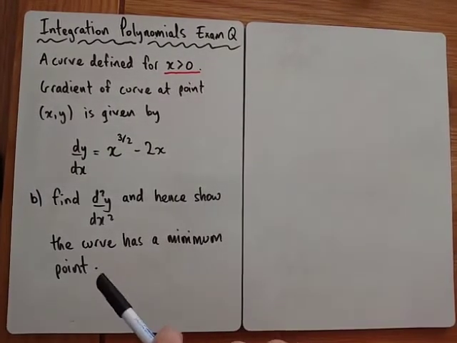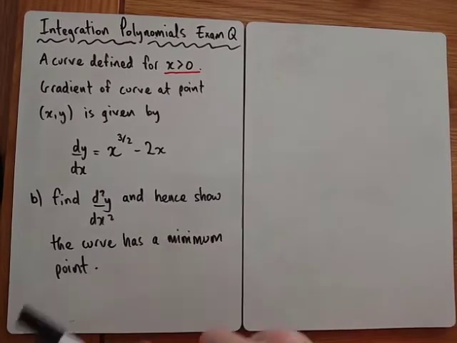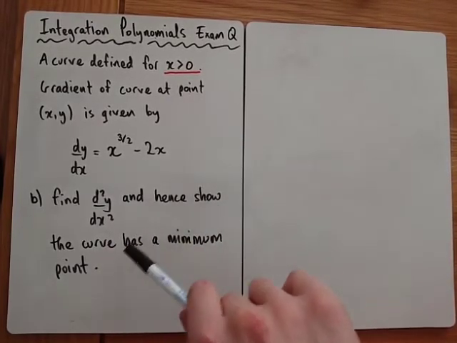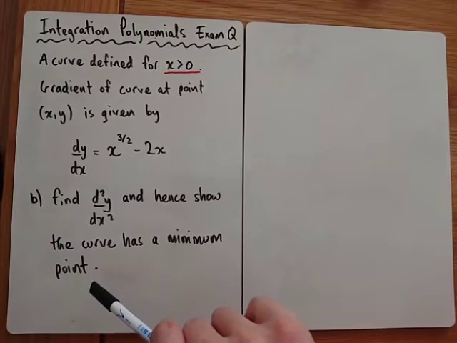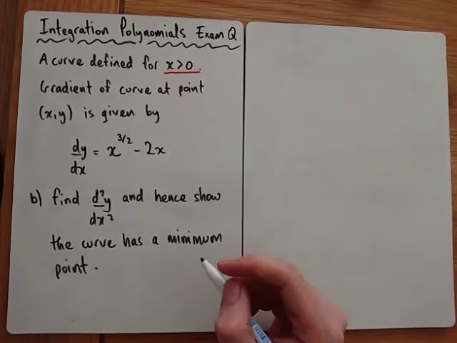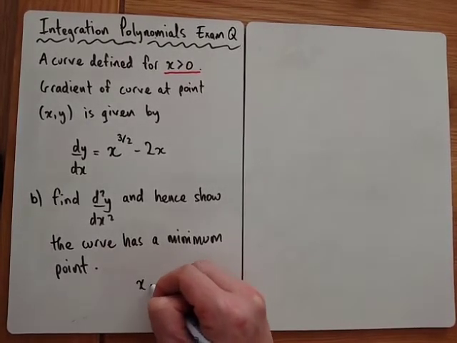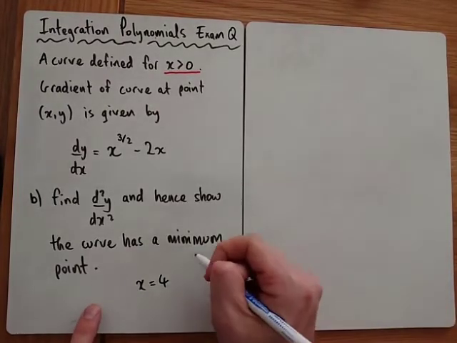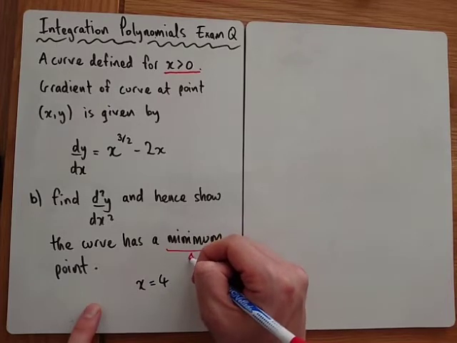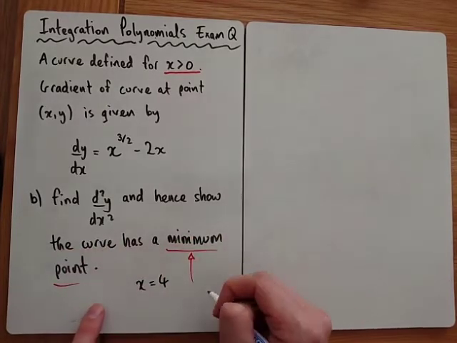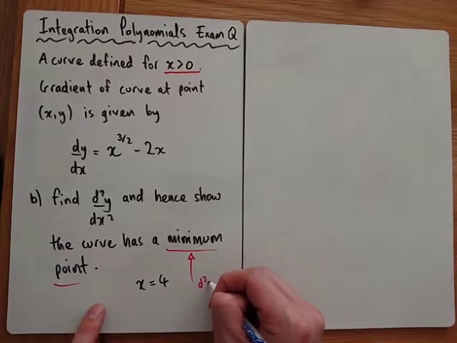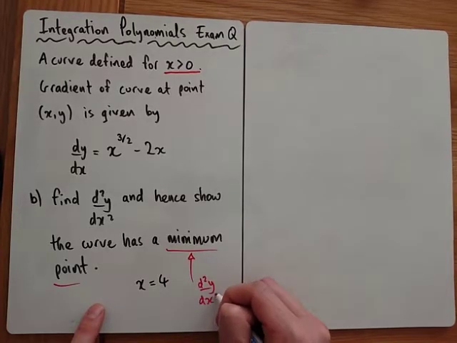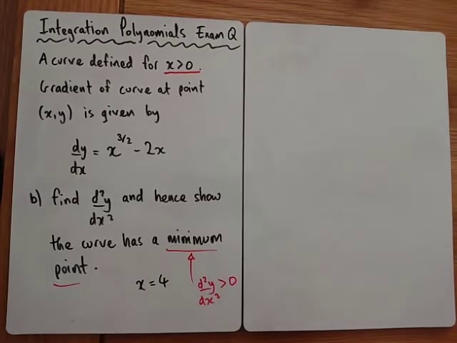Part B then says find the second derivative, d2y by dx squared, and hence show the curve has a minimum point. So don't forget, we know that the stationary point is when x is equal to 4. And we're aiming to show that this has got a minimum point at x equals 4. Don't forget, when we're asked specifically about the minimum, that's telling us that the second derivative is greater than 0.